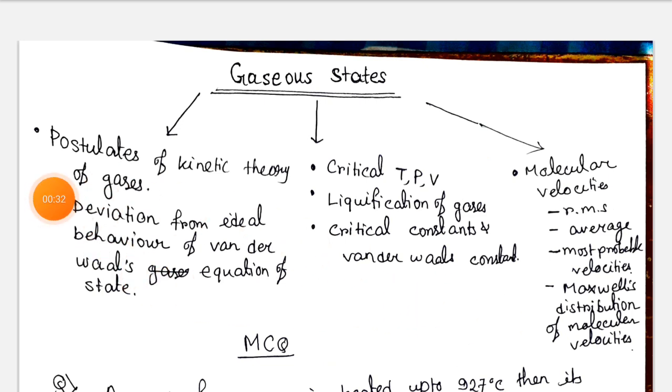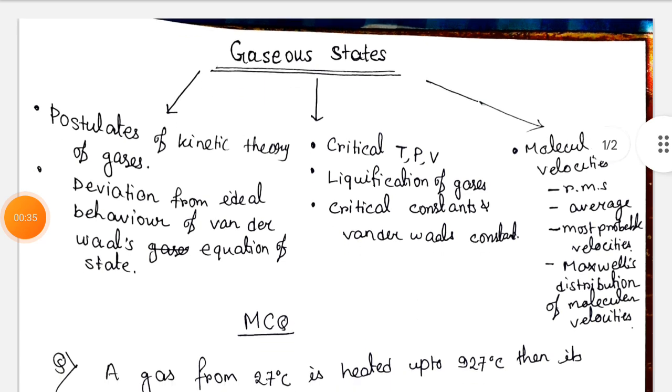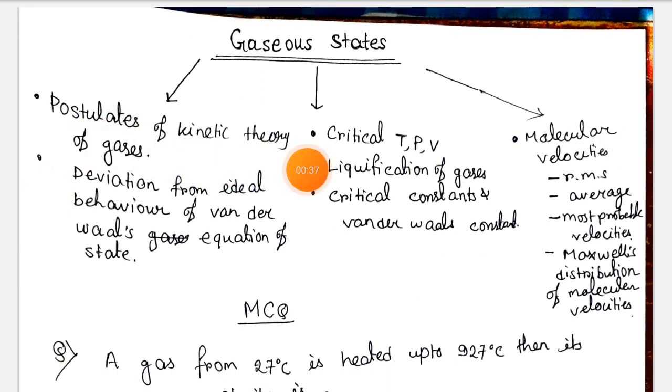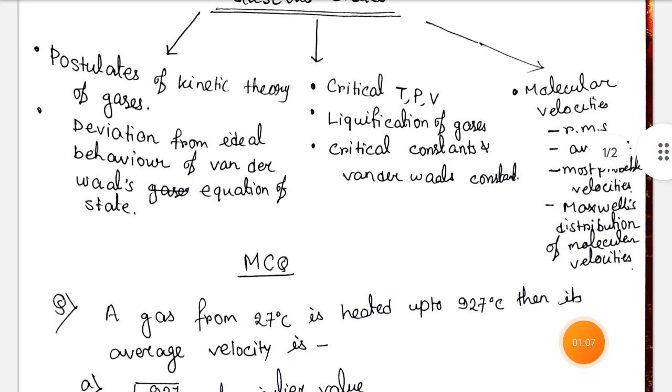The topics, I will repeat them: postulates of the kinetic theory of gases, deviation from ideal behavior, the Van der Waals equation of state, critical temperature and pressure. These terms are very important. Liquefaction of gas is very important, and so are critical constants and Van der Waals constants. The Van der Waals constants A and B, their units and dimensions, are also very important. Molecular velocities, that is RMS velocity, average velocity, and most probable velocity. These equations are very important for this exam, and also the Maxwell distribution of molecular velocities.